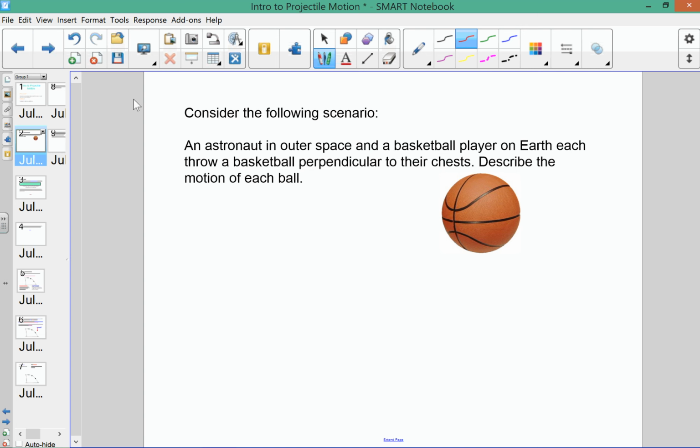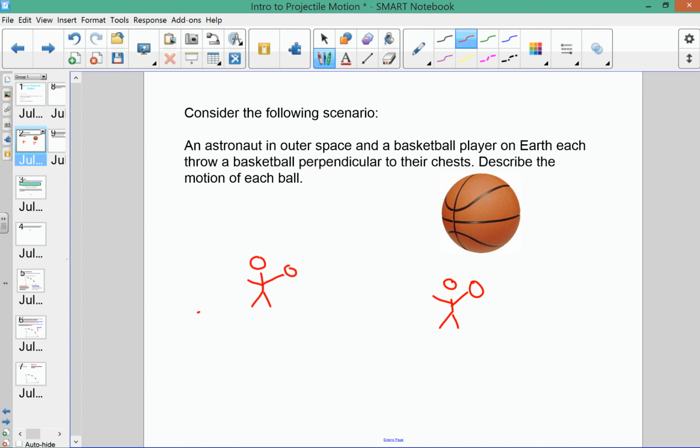So here's a thought experiment. Let's say you've got two people. One's an astronaut in outer space, not affected by gravity, and one's a basketball player standing on Earth. And they each throw a basketball perpendicular to their chests. What do you think might happen to each of those things? Now, let's just draw it. Here's our basketball player with his basketball. Here's our astronaut in outer space holding the basketball.